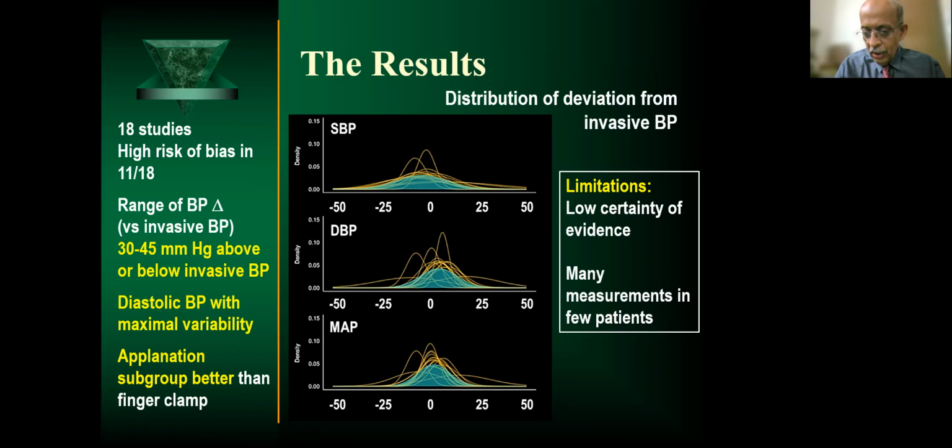Interestingly, though other studies have looked at it, this meta-analysis tries to subgroup the patients between applanation and the finger cuff method. And they are able to demonstrate that the applanation method is probably marginally better in terms of the levels of variability. But ultimately, to draw any conclusions, the authors say that there is very low certainty of the evidence. The quality of the studies are reasonably limited.